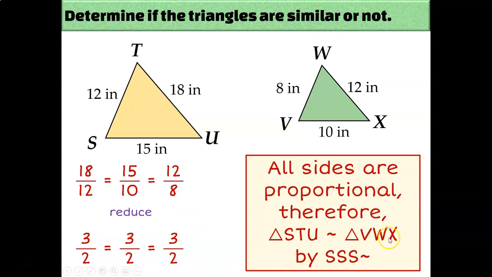Remember that the order of the letters in your similarity statement matters. If I choose to go STU for my first triangle's name, I must go in a corresponding order for the second triangle's name. S to T, that is the shortest side, and T to U, that's the longest side. So if I go short side, long side, I need to do the same thing for the other triangle. Short side is 8, long side is 12, so I would go VWX. Always make sure that you write the letters in your similarity statement in a corresponding order.